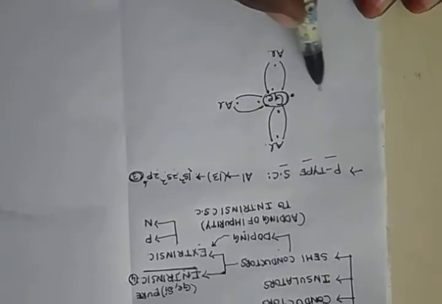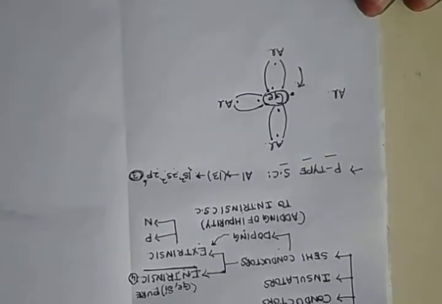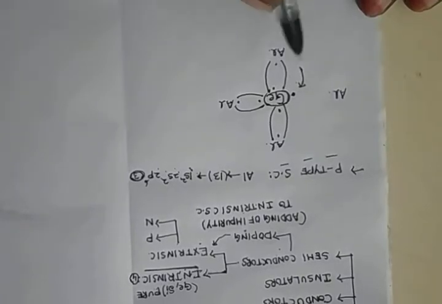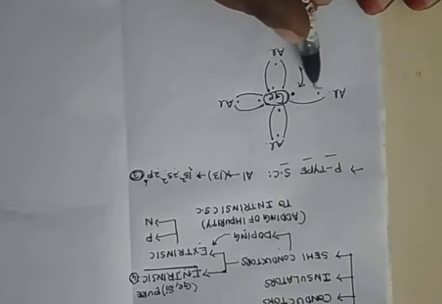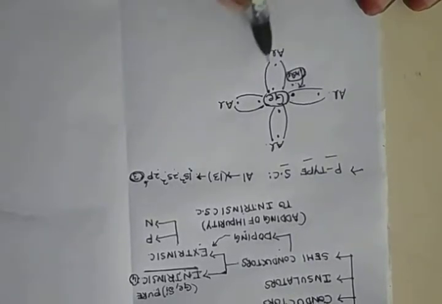Then what happens? To get the 4th covalent bond, an electron should come here from the lower level to the upper level. That means there is a vacancy present. That vacancy is said to be a hole. This is not present actually.